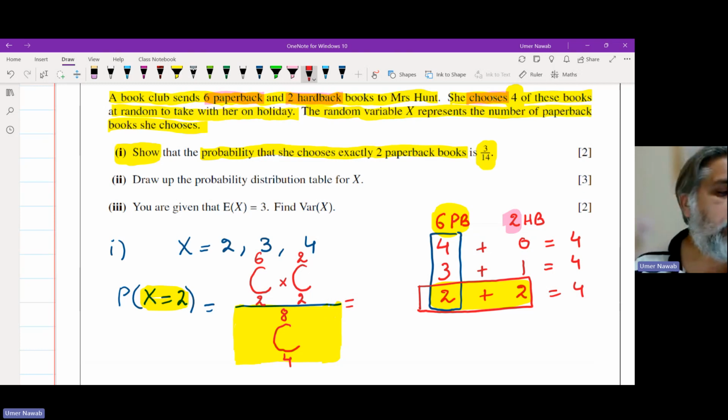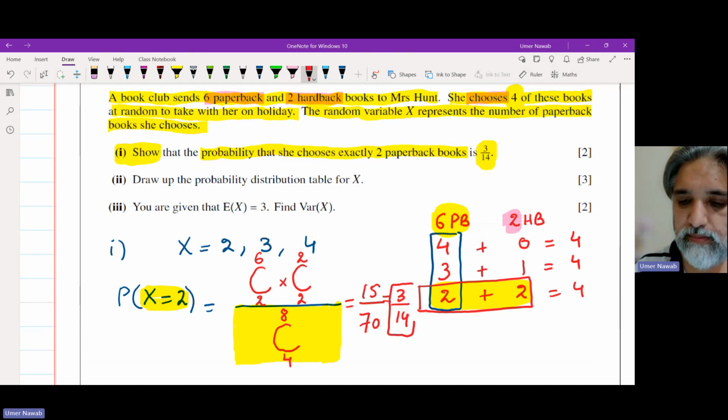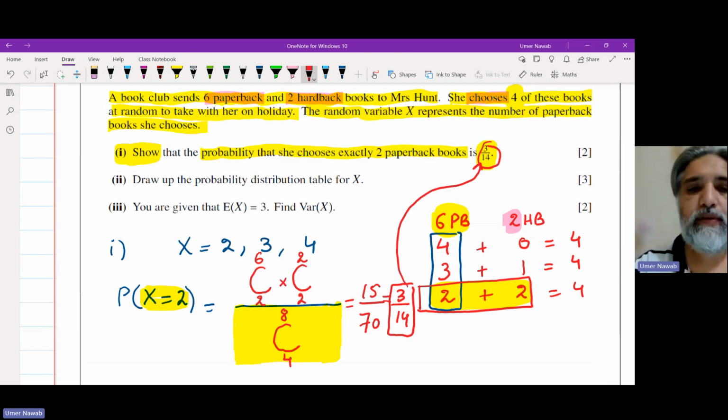Now we will look into our calculators, and the calculator gives it to us 15, and this will be 70. And then we can further simplify it. It will give us 3/14. And this answer is matching with the answer given by the examiner. Got it, boys? Now let's go to the second part.